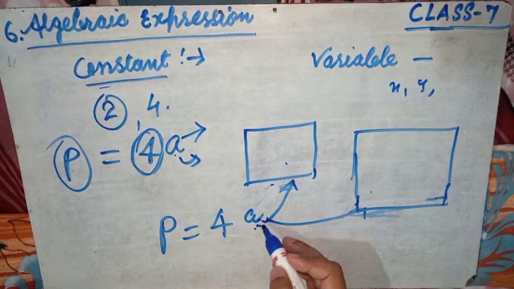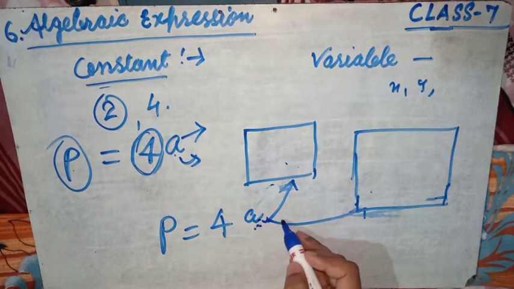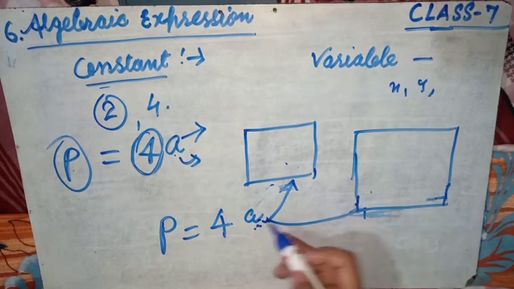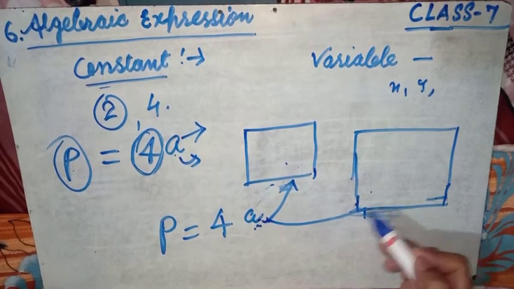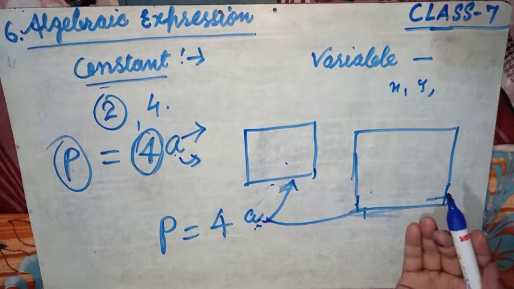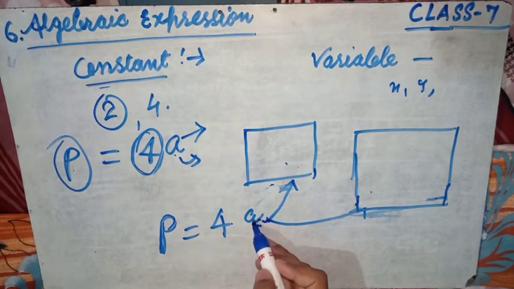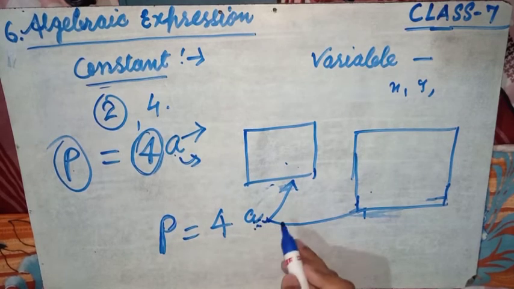This a looks like an alphabetical term, but it is a symbol, and it varies according to the situation, according to the figure. If the square is small, then a is small. If the square is big, then a is big, means greater. And p also changes because p depends on this a. So I hope you will understand.